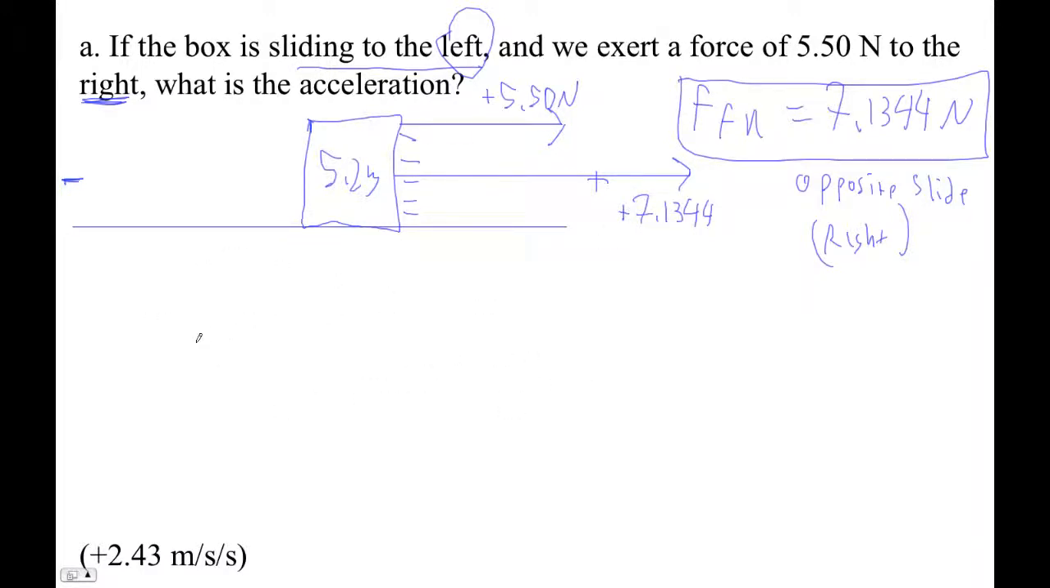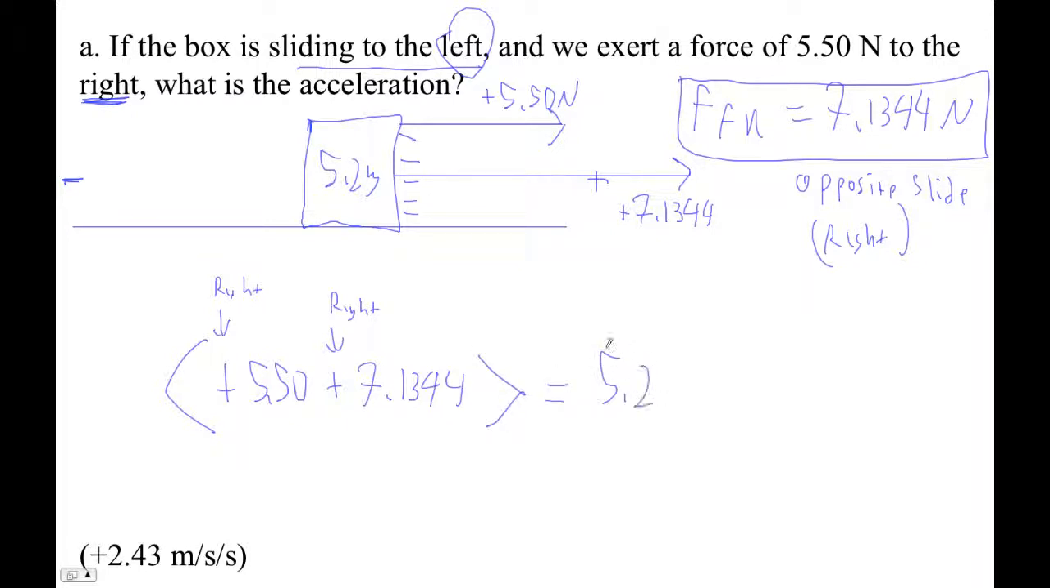Okay, so let's set up our F equals ma. So we got positive 5.50 plus 7.1344. And I'm not just throwing these in here. Okay, this is to the right. This is to the right. Okay, and then that equals 5.2 times A.